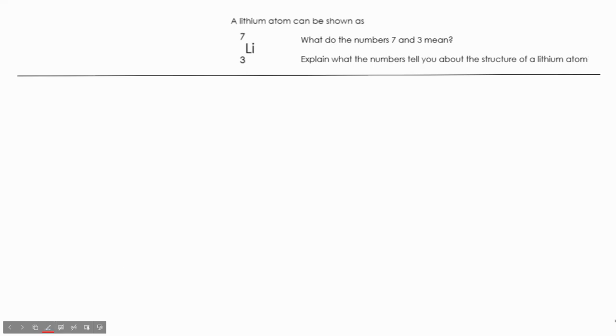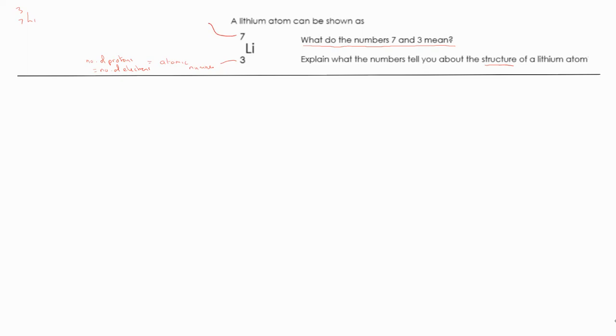Okay, so I'm just going to underline the key things I need to do. So I need to explain what the numbers 7 and 3 mean and what that means about the structure. So if I look at these two numbers, the smallest of the two numbers is called the atomic number. Now, in your exam board periodic table, they're written the other way around. So it doesn't matter which way around you're looking at, the smallest number is the atomic number, and that's sometimes called the proton number because it's the number of protons. And because an atom is neutral, the number of protons has to equal the number of electrons.